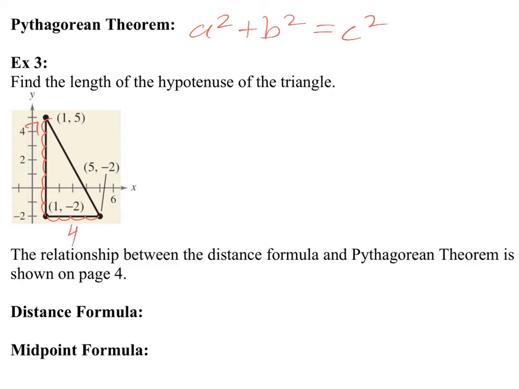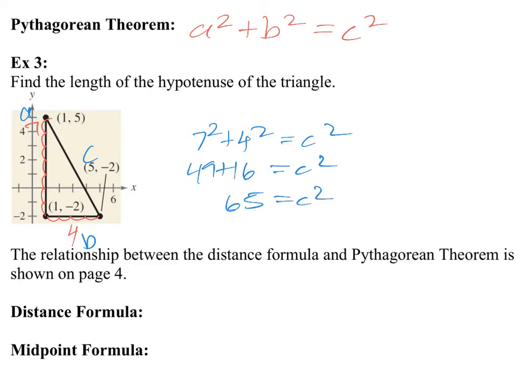Okay, so this is my A. That's my B. I need to figure out C. So I have 7 squared plus 4 squared equals C squared. So 49 plus 16 equals C squared. I got 65 equals C squared. Take the square root of both sides. Can you simplify the square root of 65? Try the prime factor tree. You cannot. So C is equal to the square root of 65.